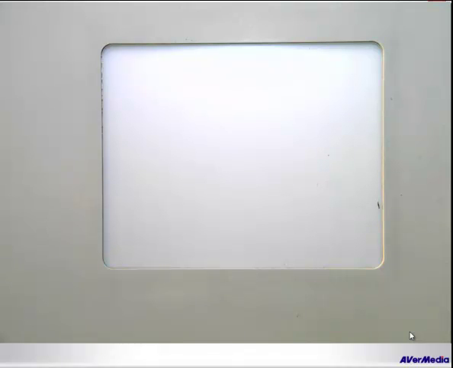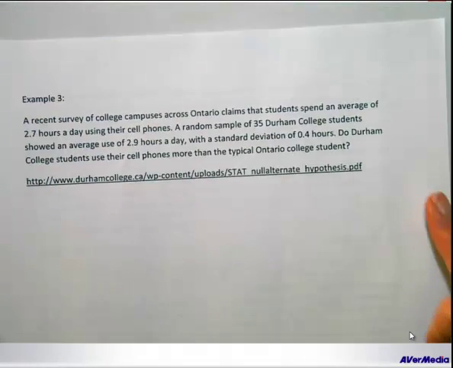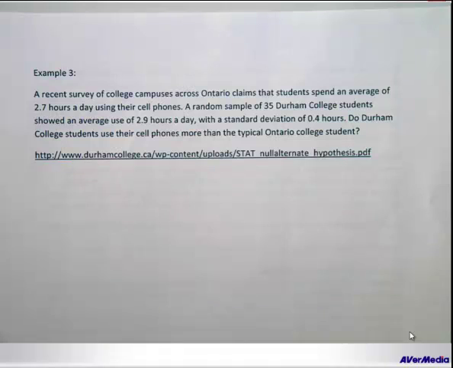Still working? I pulled a bunch of these from the internet, so I'm going to actually go to example 3 first, because the other ones have all the answers typed out on it, so you don't need me to explain them, but I will if we have time. Okay, example 3 says, a recent survey of college campuses across Ontario claims that students spend an average of 2.7 hours a day using their cell phones. A random sample of 35 Durham College students shows an average use of 2.9 hours a day, with a standard deviation of 0.4 hours. Do Durham College students use their cell phones more than the typical Ontario college student?